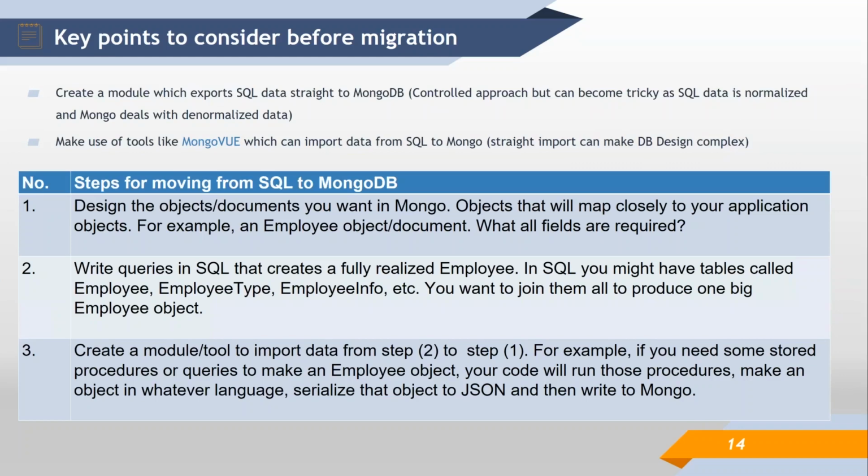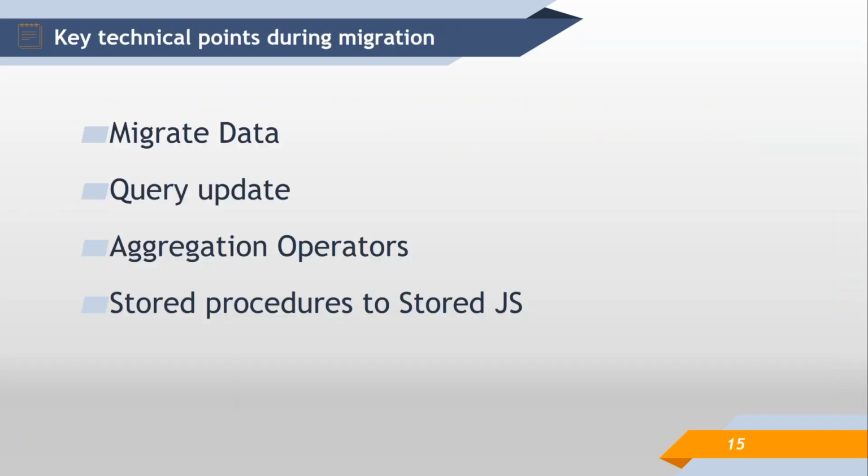So now we come to the third point, which we already discussed: we need to have a module or tool which can be used to import data from SQL to NoSQL, and we will be doing this in a serialized way. All the data which we have got from SQL, we will be storing in the form of JSON, and it's very easy to write any JSON data into MongoDB, and this will be done with the data migration. But there are some other things we need to consider, such as some of the technical points during migration.